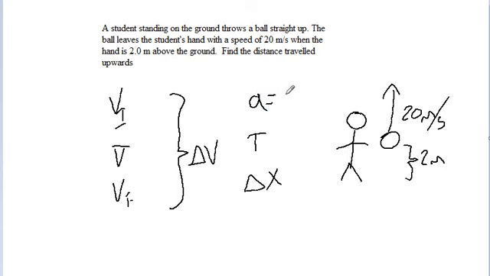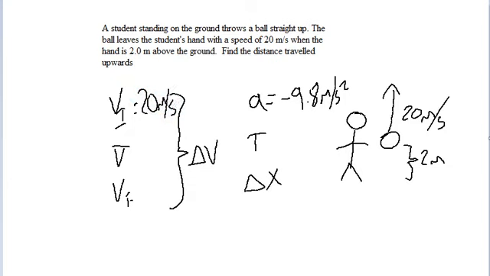We know in objects, when they're being thrown up or thrown down or they're in free fall, they always will have an acceleration of negative 9.8 meters per second squared. Our velocity initial, it tells us, is 20 meters per second.